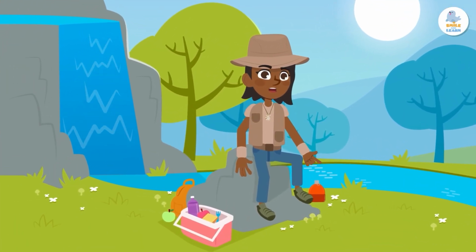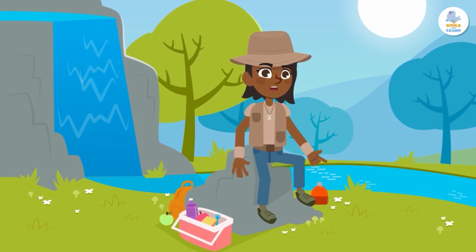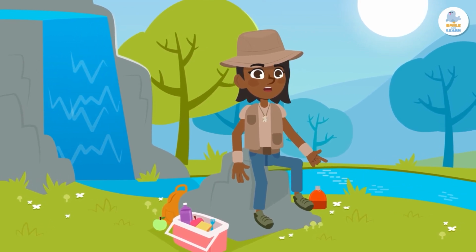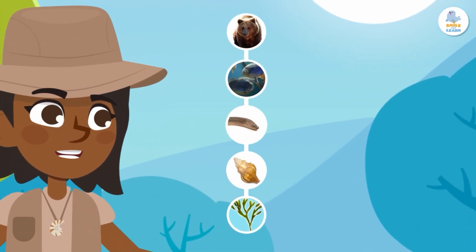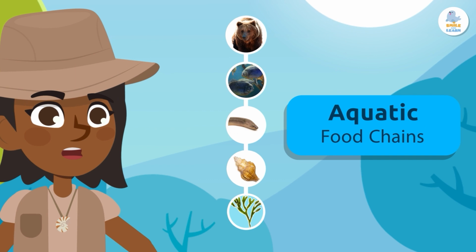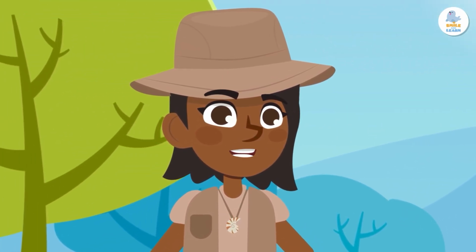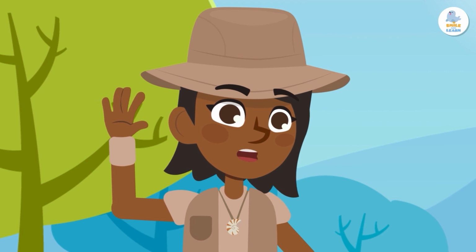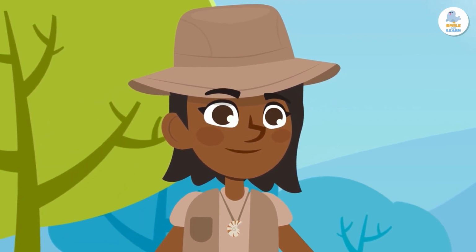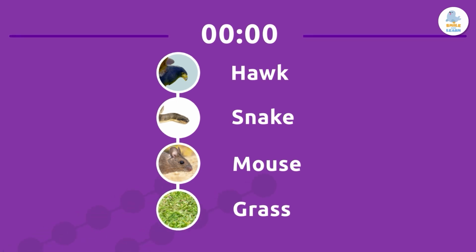Remember, we can classify food chains by the habitats where the living beings in the chain get their food. If all of the living beings get their food from aquatic habitats, even if one of them lives on land, we classify the chain as aquatic. Let's see if you can tell me, are these terrestrial or aquatic food chains? Terrestrial or aquatic?